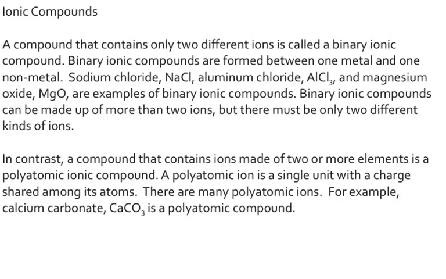So in contrast to the covalent compounds, which are made up of two nonmetals, ionic compounds have a couple of different configurations. We can have a binary ionic compound, binary meaning two, made up of only two elements, one metal and one nonmetal. So NaCl, sodium chloride, one metal, one nonmetal. AlCl3, same situation. MgO, again, one metal, one nonmetal.